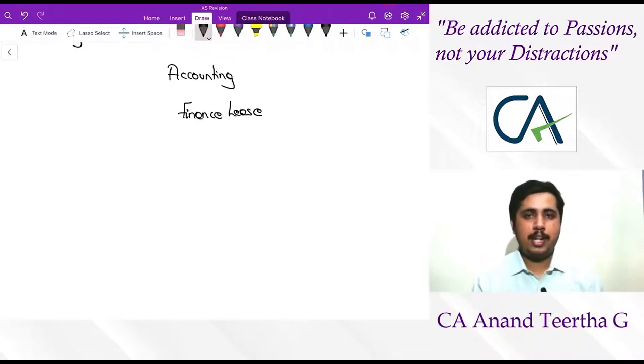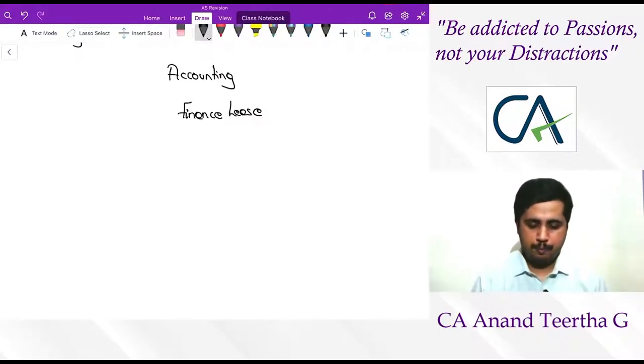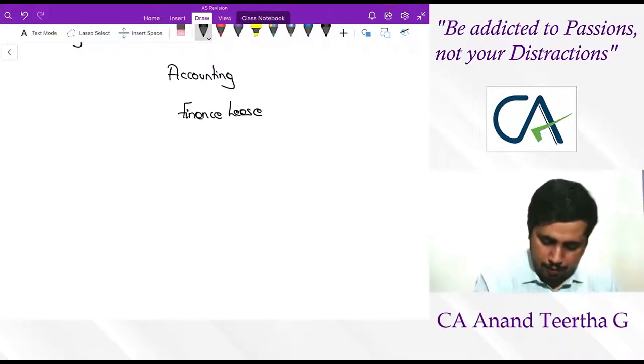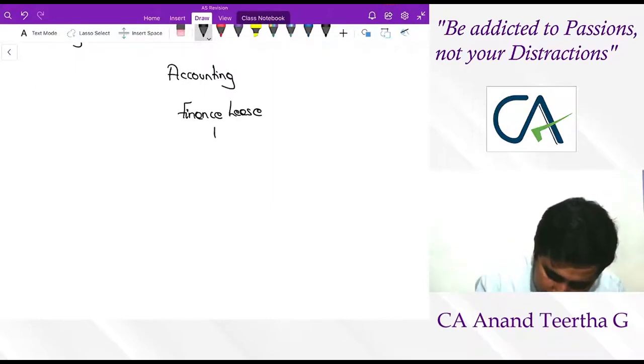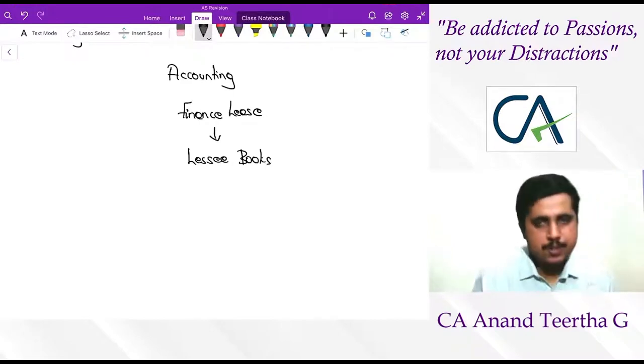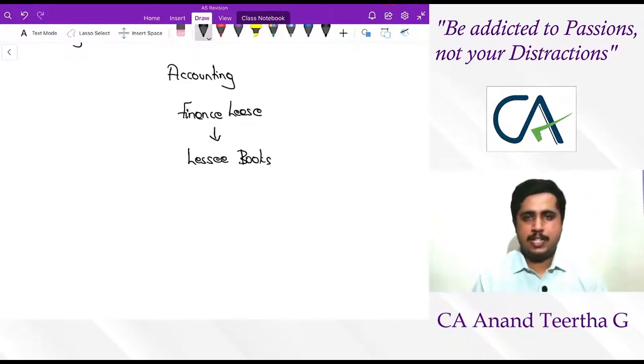So therefore, I will mainly go with simplifying the formulae for you so that it becomes easy for you to cover it up. So I will not talk much about the logic behind those formulae, but we'll mainly talk about the formulae because again, since it is revision point of view. Now, finance lease point of view, when it comes to accounting, first I will deal with what happens in lessee books. Then we will see what happens in lessor books. So first, let's see what happens in lessee books.